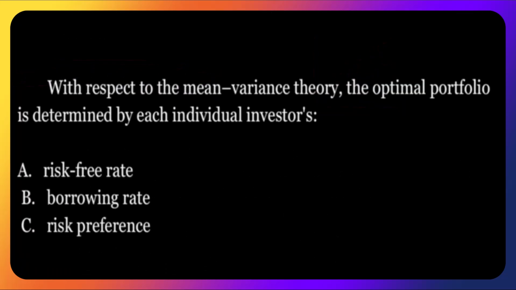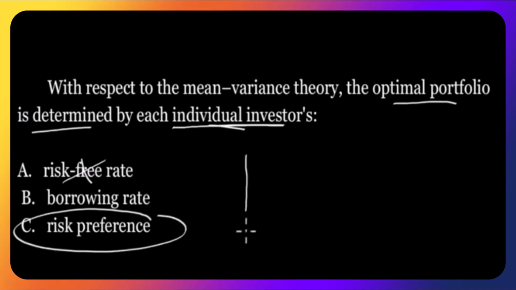Leverage. With respect to the mean variance theory, the optimal portfolio is determined by each individual investor's risk-free rate, borrowing rate, or risk preference. Well, if we're talking about individual investors, there's no such thing as an individual investor's risk-free rate. It's everybody's risk-free rate. Individual investor's borrowing rate or risk preference. The optimal portfolio is determined by risk preference.